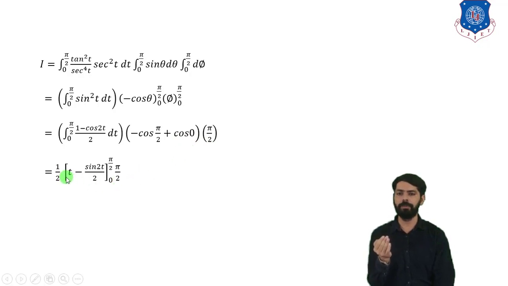Now here we will replace first of all t by pi by 2, then minus we will replace t by 0. So here if we replace t by pi by 2, then here it will be pi by 2 minus sin 2 into pi by 2, so it will be sin pi, and value of sin pi is 0, so no need to write down this term. And for lower limit we will replace t by 0, so this will be 0, and here it will be sin 0, and value of sin 0 is 0, so no need to write down these two terms. So this will be 1 divided by 2 into pi by 2 into pi by 2. So if we simplify this, then it will be pi square divided by 8. Therefore, answer of this question is pi square divided by 8.